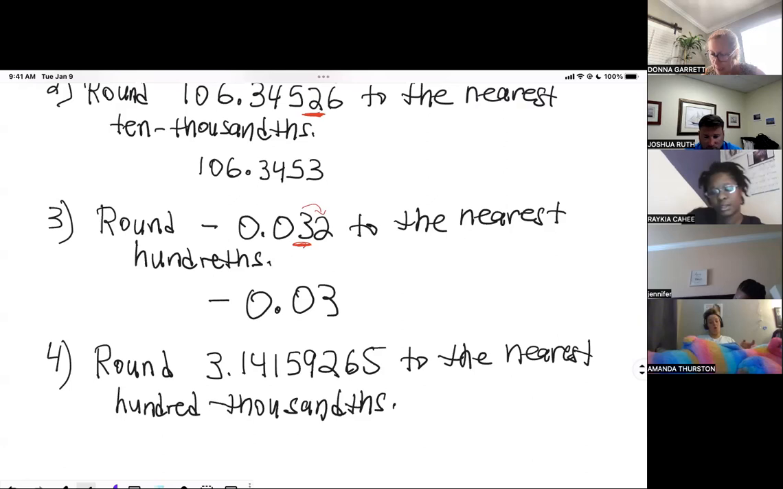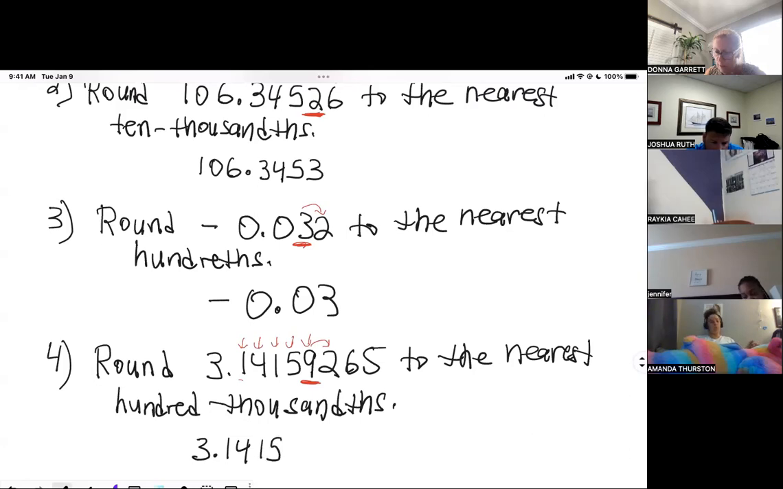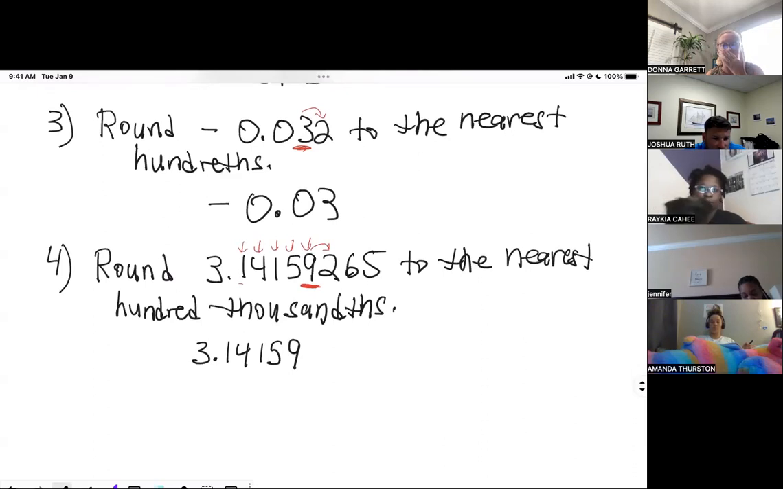Okay, so let's see, tenths, hundredths, thousandths, ten thousandths, hundred thousandths. That's what we're doing. All right, if I look behind it, it's a 2. That's smaller, so it should be 3.14159. You did that. You did an awesome job.